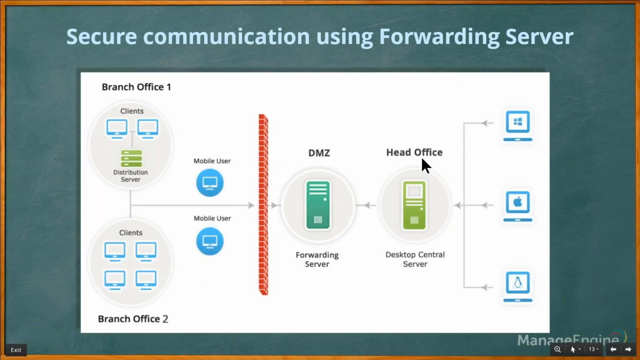Now, what if I don't want to expose my central server? Then you can use a forwarding server in between your central server and the branch offices as well as the roaming users. Now, what is a forwarding server? A forwarding server is a secure gateway server which is placed in between the roaming users and the central server. Any communication between the roaming users and the central server will go through the forwarding server.